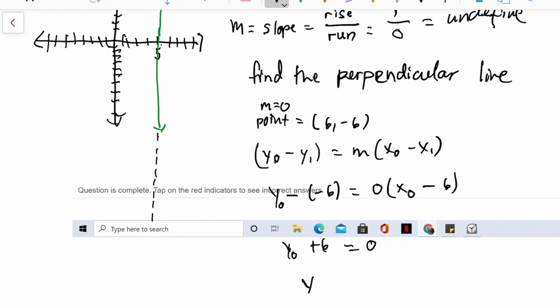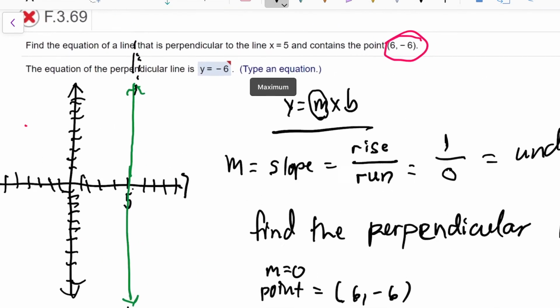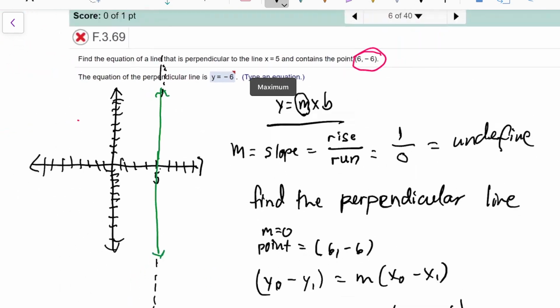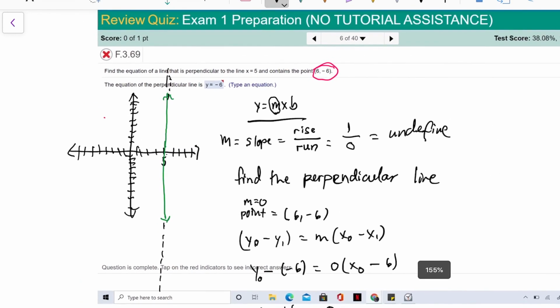Therefore, our perpendicular equation of the line would be y is equal to, oh, not 6, y is equal to -6, because we're going to subtract that. So y is equal to -6. Yay, I got it right. So yeah, that's the explanation for that.